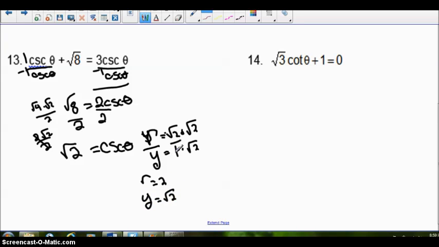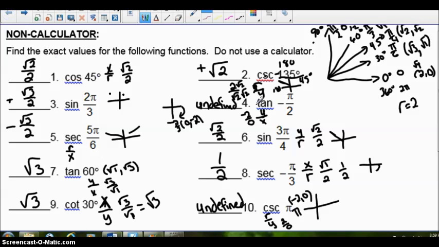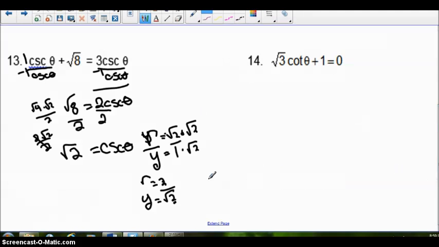Now, I know some of you are like, Miss Whitaker, you always told us to never leave the radical in the denominator, and that's true. We don't want to leave it there, but in order for us to figure out what our reference angle is, we need to know what the value of y is when r is 2, and so it's the square root of 2. So if we look back, square root of 2 for y was at 45 degrees and pi over 4. So our alpha is 45 degrees and pi over 4.